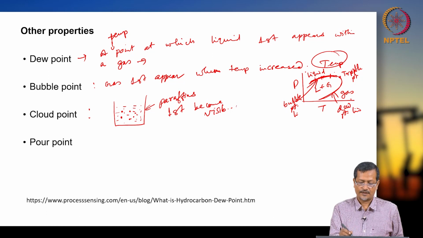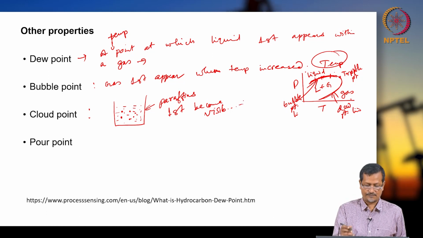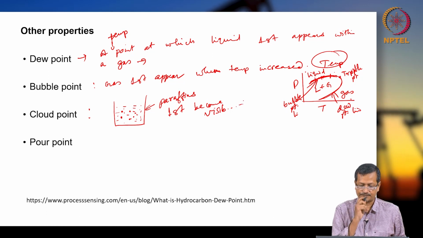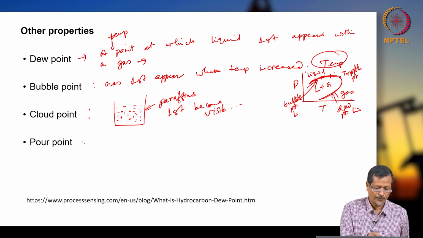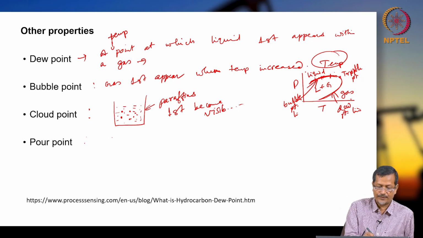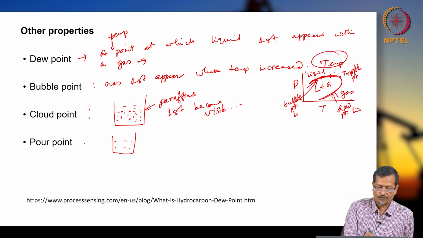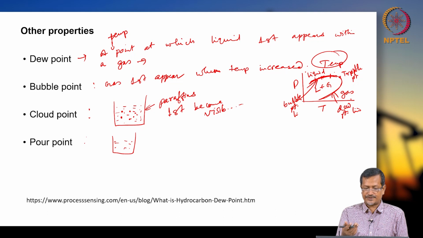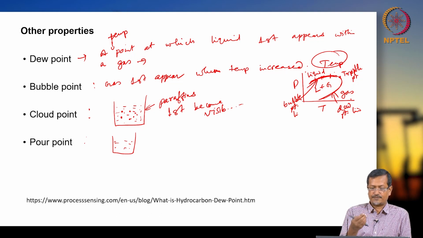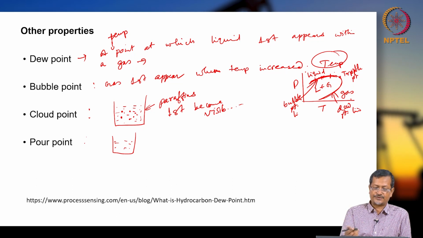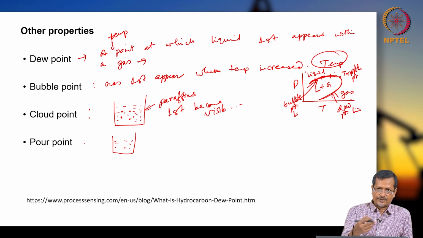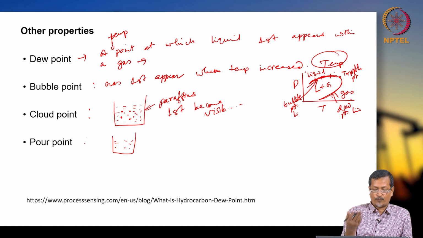Okay, that is called bubble point. When paraffins first become visible, that is called cloud point. Pour point: you take a certain amount of fluid and start reducing the temperature. After a certain time, the mass gets thicker and will not flow smoothly. The temperature at which this happens is called the pour point.